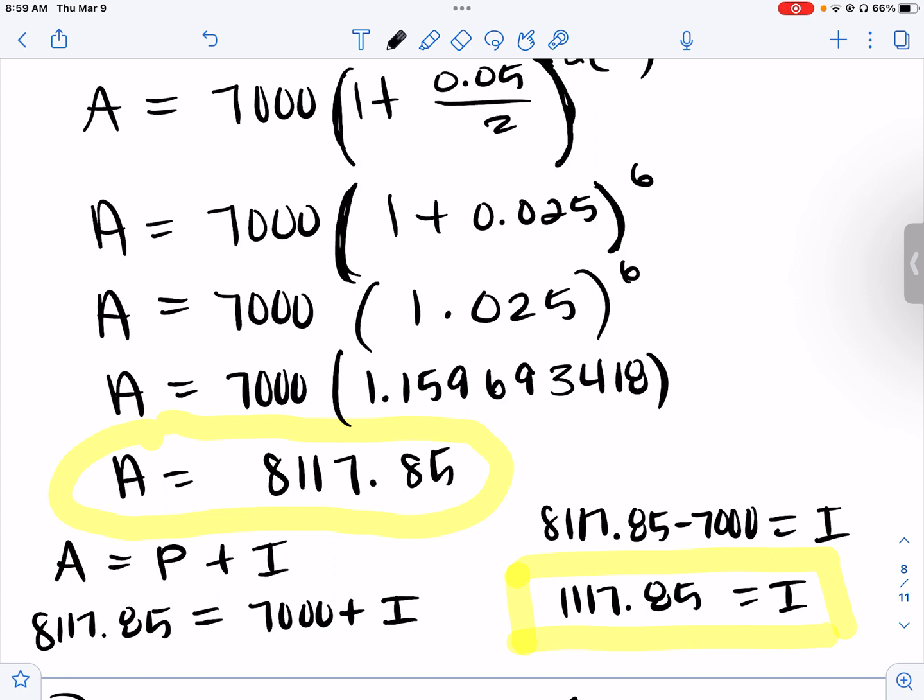The other answer is find I. Well, we know that the amount that you have is your principal that you put in plus the interest earned. We know A is 8117.85. We know P was 7,000 plus I is what we're looking for. So if we subtract 8117.85 minus 7,000, we'll get I is 117.85.